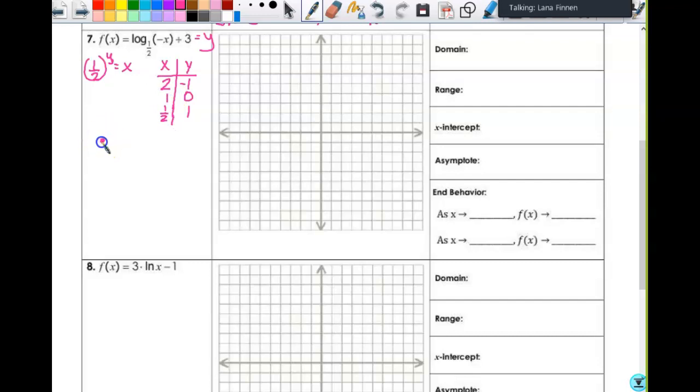I have 2 transformations. The first one's going to be a reflection in what? Am I reflecting in the x or y? Y. And then the 3 means I go up 3. I'm going to give you a minute. You try and get that graphed.